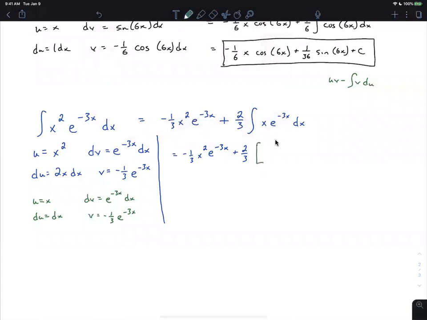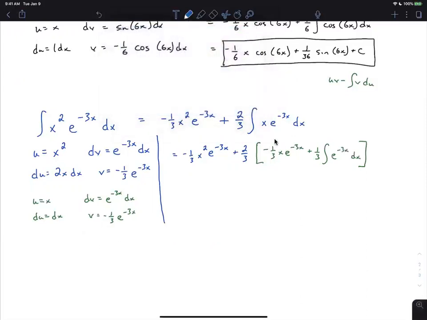But we've got 2/3 times. Now, it's going to be uv. So u times v for this is -1/3 x e to the -3x, and then minus v times du. Well, the coefficient on v times du is -1/3, so it's going to end up being +1/3 integral e to the -3x dx, but all of that's in brackets. Does that make sense to everybody?